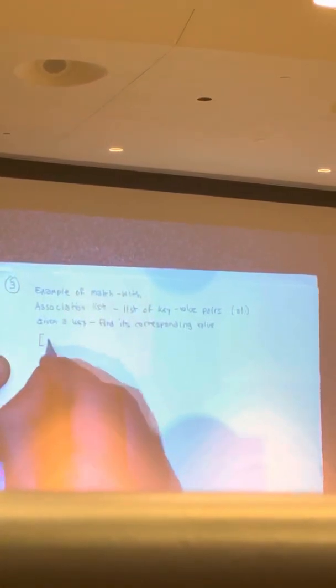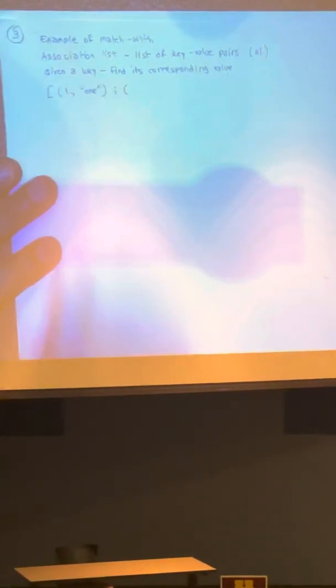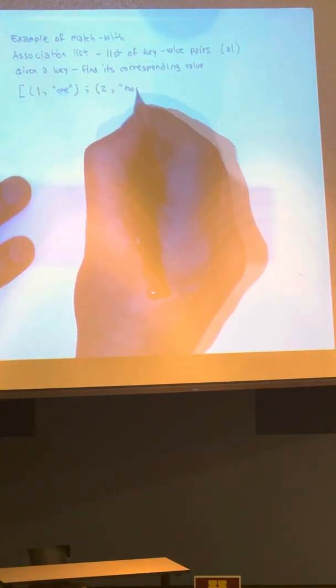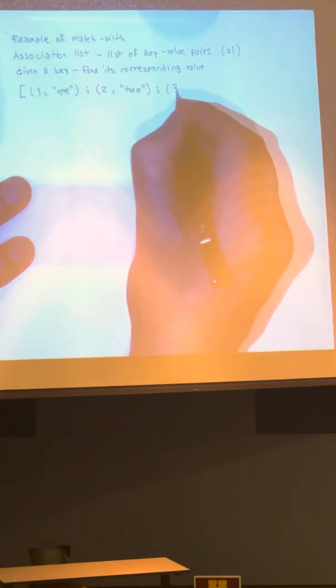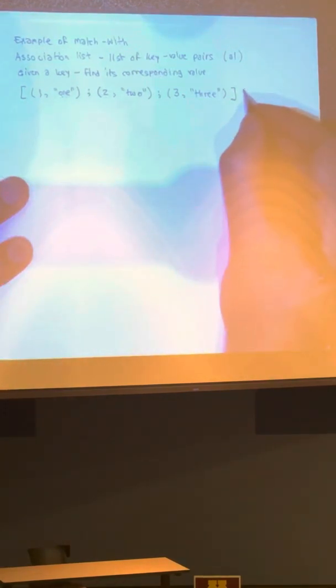So let me show an example of an association list. There's a lot of ways we could represent an association list, but what I want to do is use an OCaml list and a bunch of tuples. So let's imagine that I want to have something like a dictionary. I'm going to have an integer 1 followed by a string "one", and then 2 followed by a string "two", and then maybe 3 followed by a string "three". Well, that's what I want to call an association list.